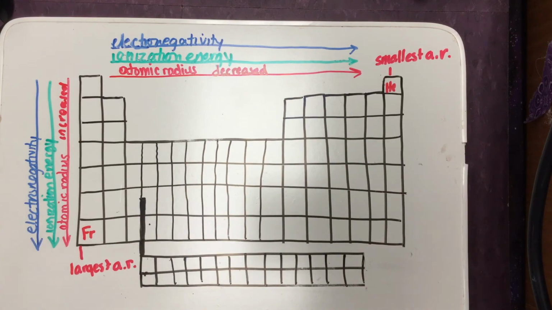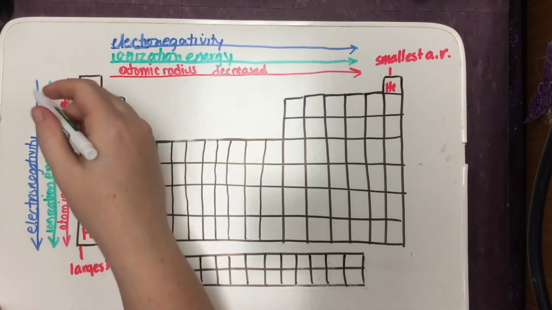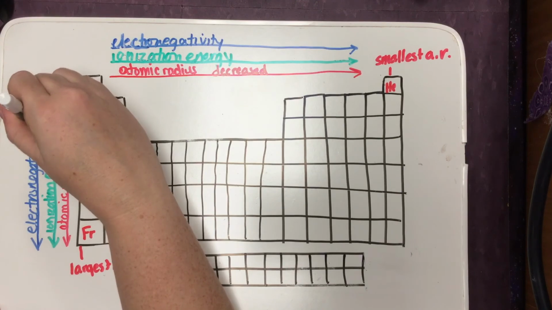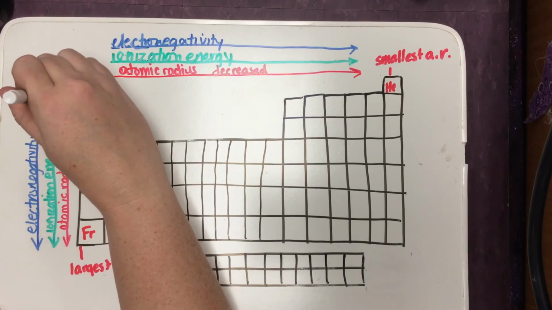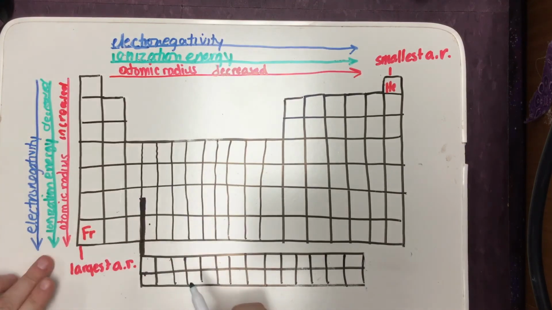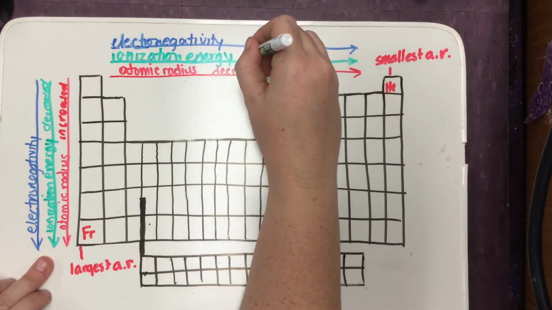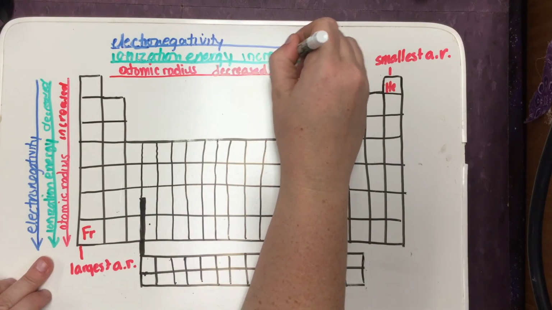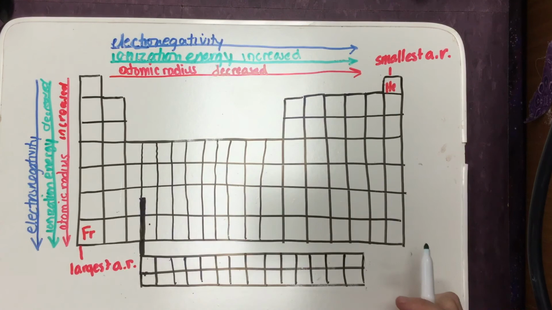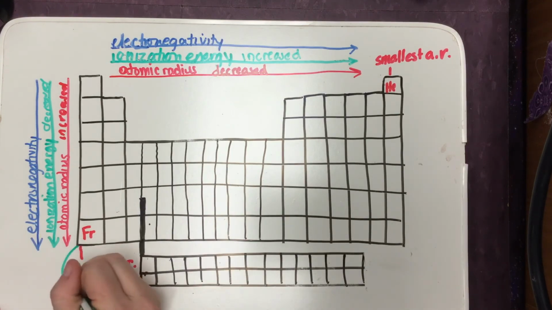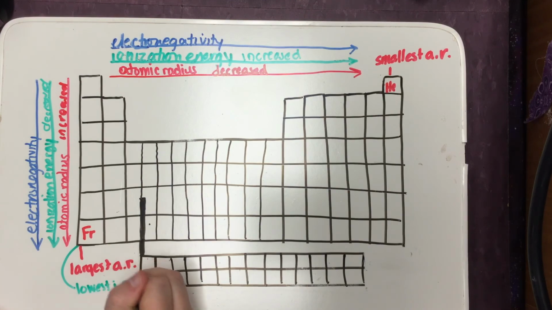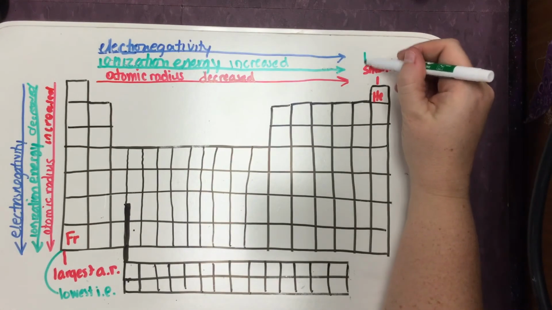Then we had electronegativity and ionization energy. So ionization energy was the opposite of atomic radius. It decreased as you went down since it became easier to remove the electrons. It increased as we went across since it became more difficult since they got smaller, which means that francium was also the lowest ionization energy and helium was the highest.